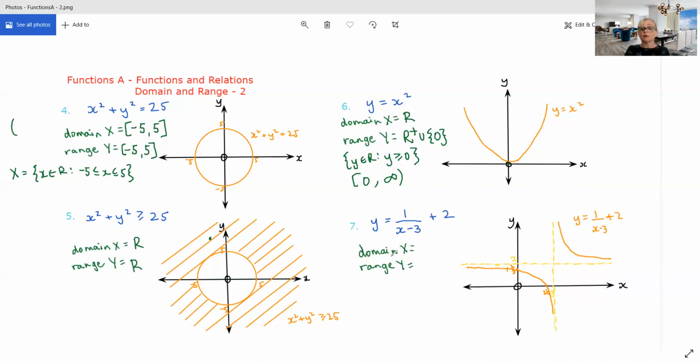The domain, probably the easiest way to write this is all reals except for 3. It's probably the easiest way to do it. Same thing with your range. You can't have a y value of 2. So again, I'd do real numbers except for 2. That's probably the quickest and easiest way to do that.